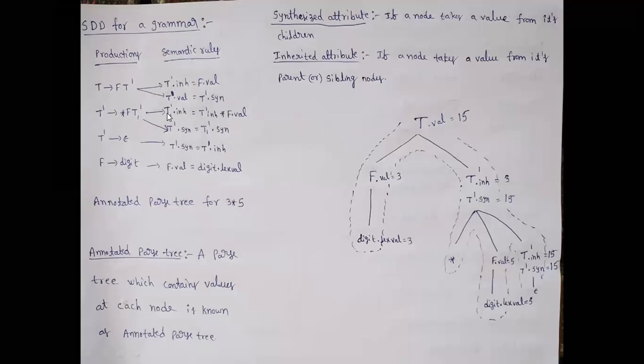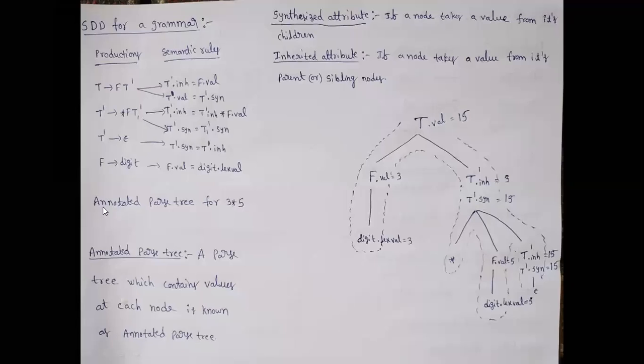Okay. So here T1 dash dot inherited equals T dash inherited into F dot value, and T dash dot synthesized equals T1 dash synthesized, and T dash produces epsilon. So T dash dot synthesized equals T dash dot inherited, and F dot value equals digit dot lex value. So these are the productions and these are the semantic rules. So this total we are considering as a syntax directed definition. Then we are now going to construct an annotated parse tree for the expression 3 star 5.